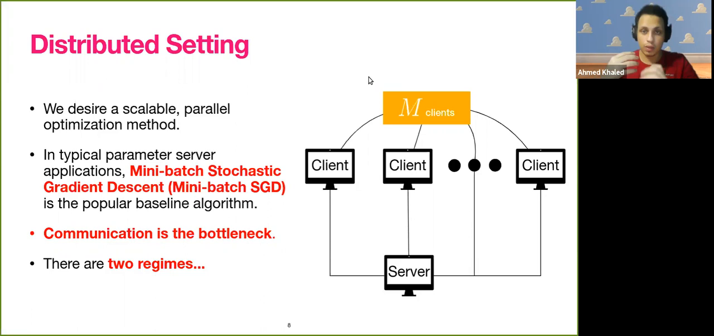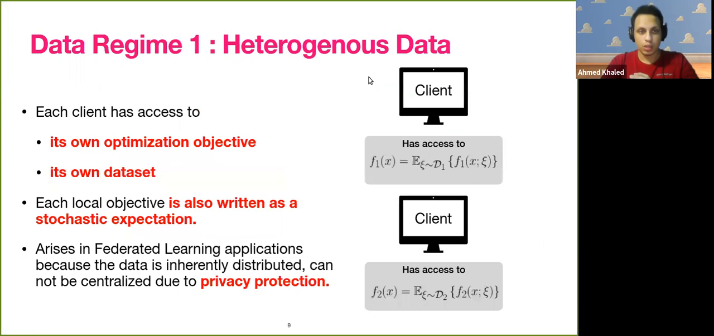But there are two main regimes that we will be considering. The first one is called heterogeneous data, and this is the relevant regime for federated learning. So in this regime, we have multiple clients, and each client comes with its own optimization objective. It comes with its own data set. You can imagine that each client is entirely different. And in a federated learning setting, for example, these could be two phones, and each of them is trying to learn a different language model corresponding to its user.